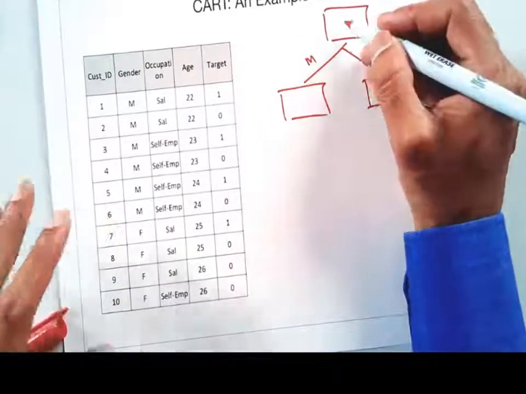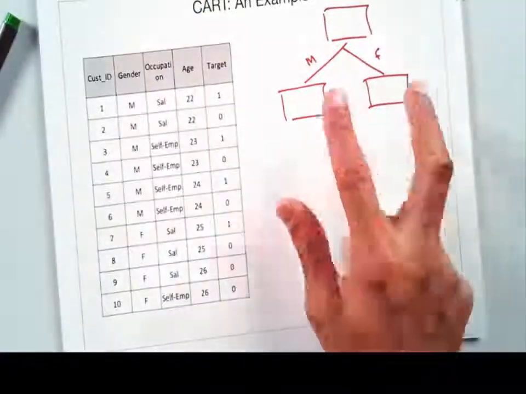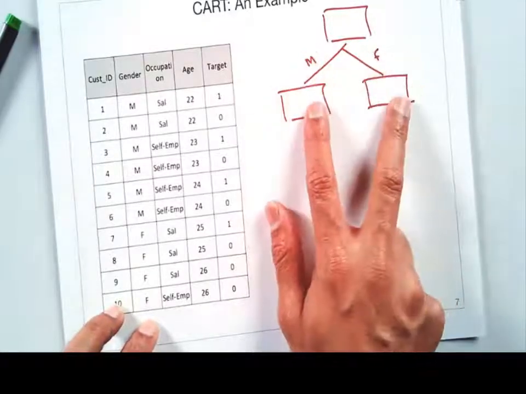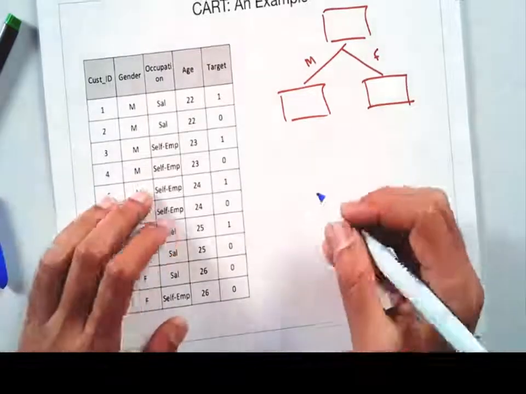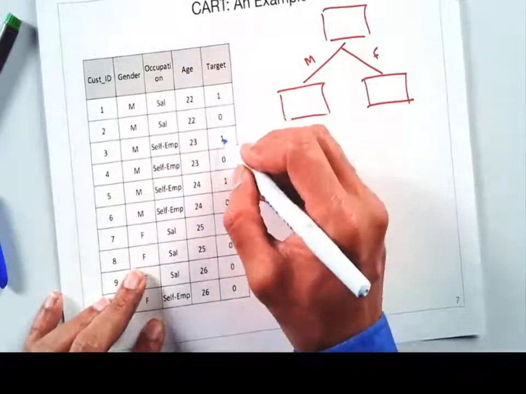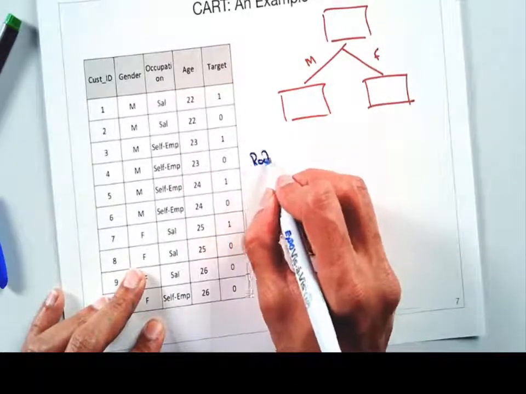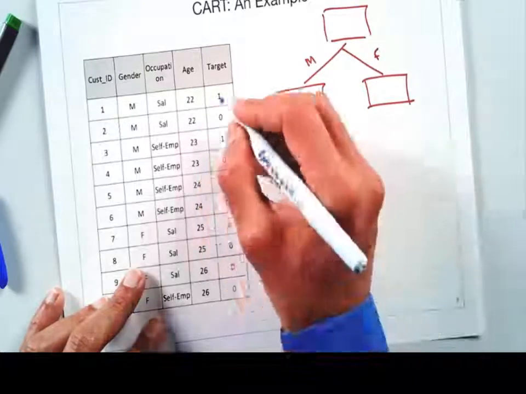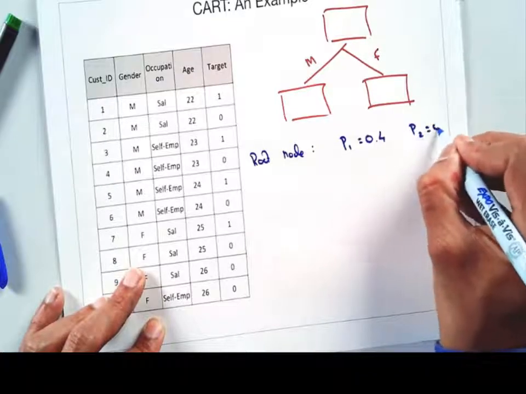So let's calculate the Gini impurity of the root node to begin with. Hopefully, if this is an improvement, then I will do the branching. If this is not an improvement, I won't do the branching. So let's calculate this. If you look at all of that, for the root node, P1 is 0.4, 4 out of 10, and P2 is 0.6.